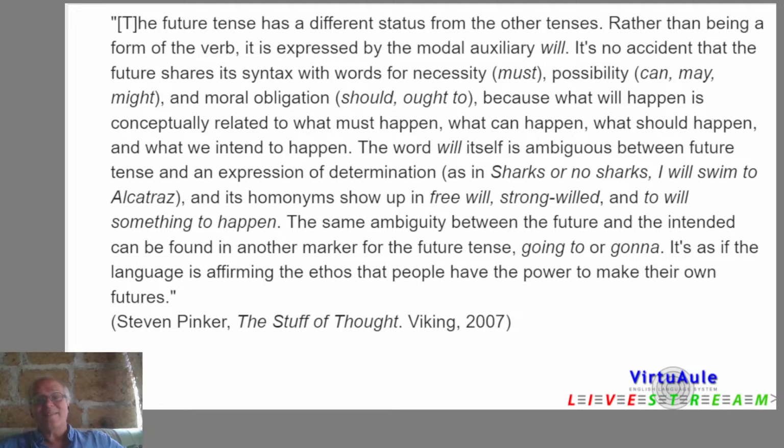The word will itself is ambiguous. Yes, it's ambiguous. It has at least two different meanings, ambi, between the future tense and the expression of determination, as in, sharks or no sharks, I will swim to Alcatraz. Okay, I will swim is expressing determination. We'll talk about that. It's homonyms. Those are words that have the same sound.